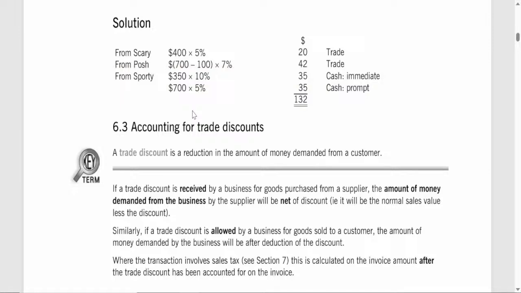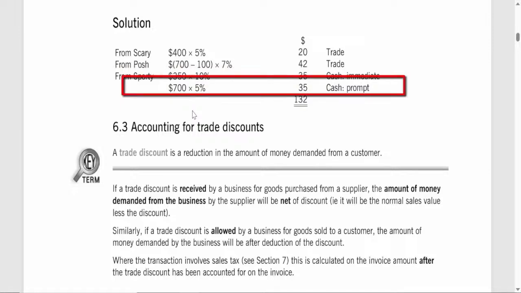Second purchase. Ginger's second purchase from Sporty is worth $700, but she doesn't pay immediately. Instead, she plans to pay within 14 days, which qualifies her for the 5% cash discount since it's within the 30-day period but not immediate.